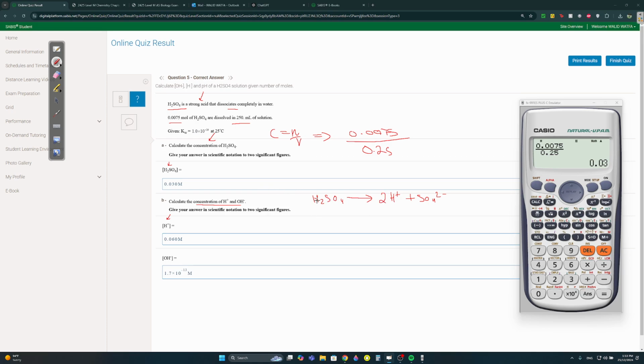How much H2SO4 do we have? 0.030. It's 2H plus, so what do you do? You multiply by 2, so you get this. Then for OH minus, you divide 10 to the minus 14 by this, and you get this.